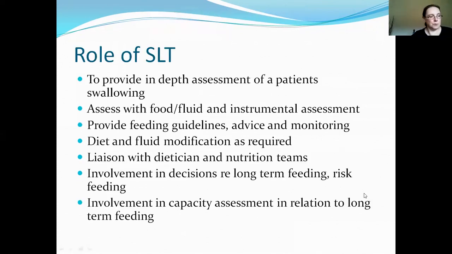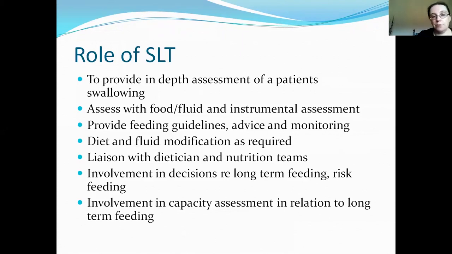Okay, so what's our role in the swallowing? So obviously we provide an in-depth assessment of a patient's swallow. We'll often come along and assess them with food and fluid at the home or wherever it is they are, just to actually look for those signs and see how they're managing.